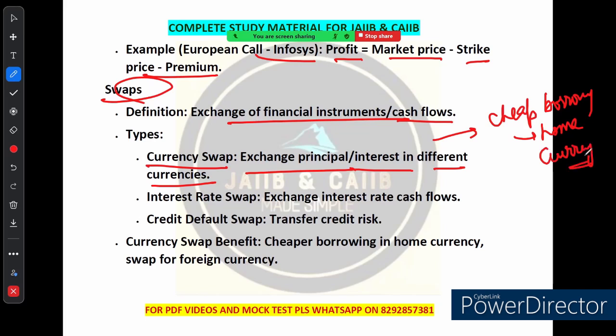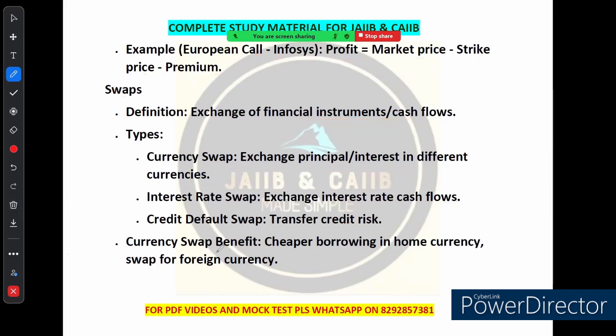Now let's talk about the interest rate swap. You exchange interest rate payments, that is called an interest rate swap. Then comes the credit default swap. You transfer the risk of credit default. There is a risk of credit default and you transfer that particular risk, and this is called a credit default swap. I am giving you an example: an Indian and American subsidiary could swap their loan interest payment and principal in their respective currency.